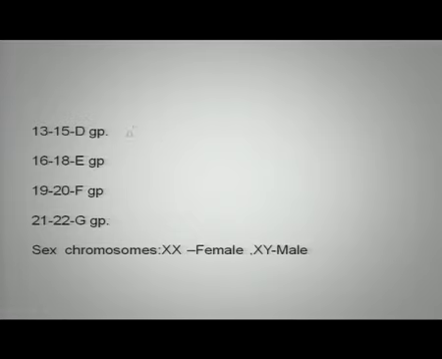So, we can divide it into different groups from A to G based on its different characters, like length of the arms, centromere position, etc. And the sex chromosomes are XX in the case of a female and XY in the case of male individuals. So, there are two different types of sex chromosomes. One is X and the other is Y chromosome.